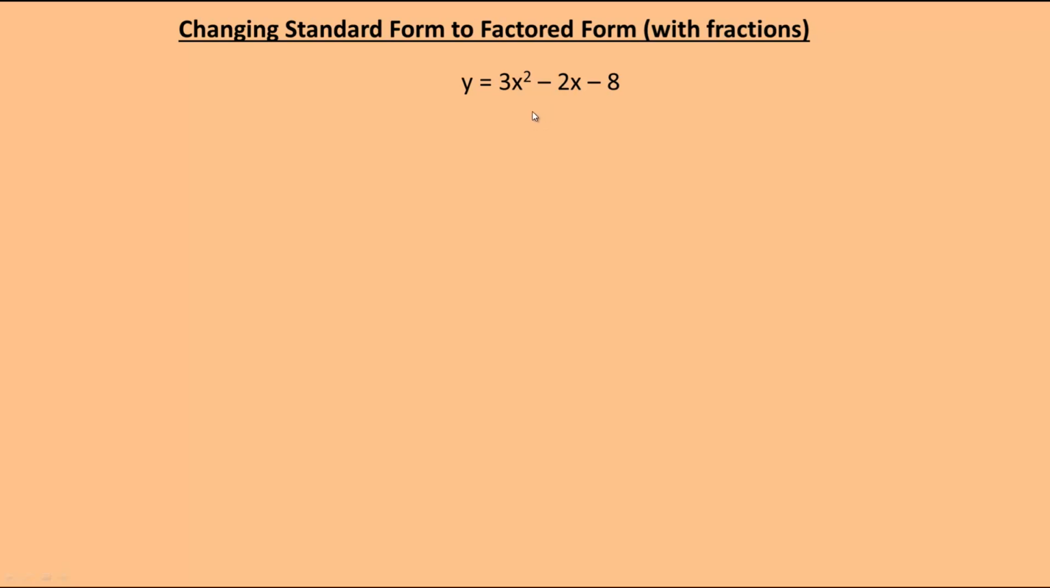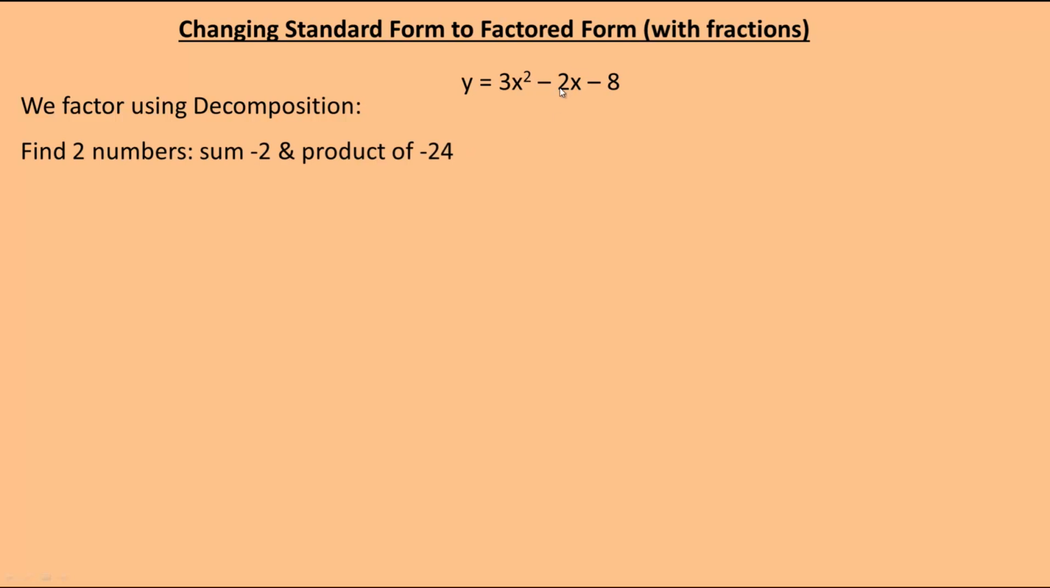So the first thing that we want to do is factor this to put it in factored form. There's lots of ways to factor a trinomial. I'm going to use the method that most people call decomposition, but there are other ways as well, of course. So we want to find two numbers with a sum of -2 from the -2x and with a product of -24, because 3 times -8 is -24. The numbers that do that would be -6 and +4. They add to -2, and they have a product of -24.